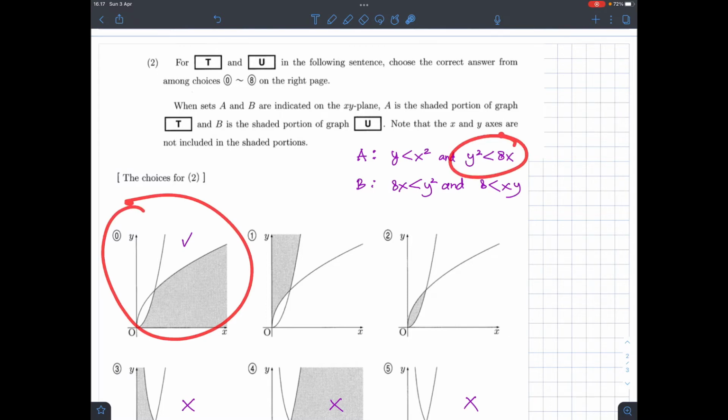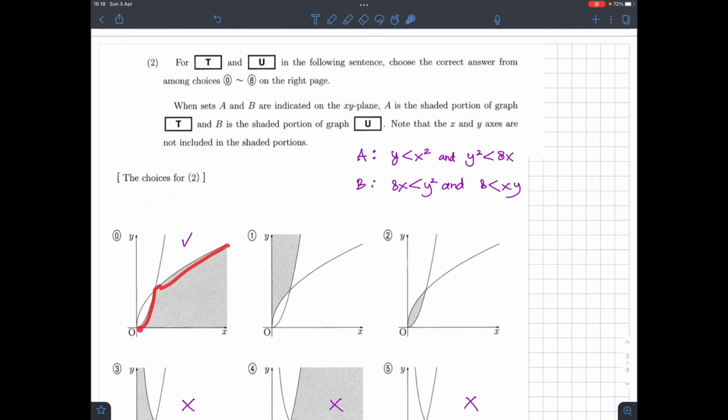This is wrong and this is wrong, so this is the correct answer. Without checking this one, we already know, because this is the only option that has the correct answer for y less than x squared. When you check here, the answer should be 0. So this should be 0. Okay, this is done. Let's check for the U.